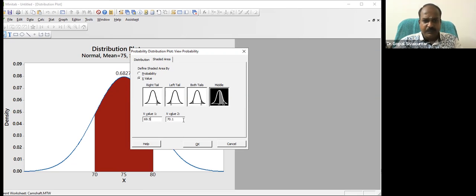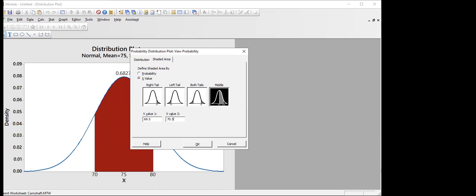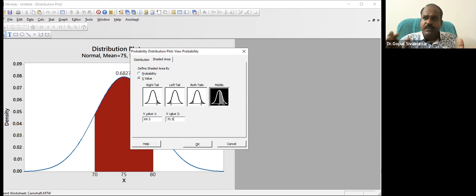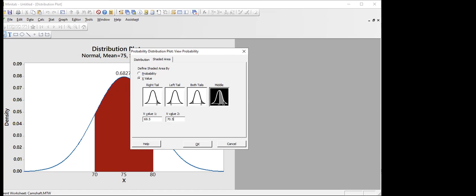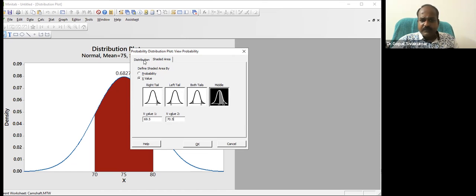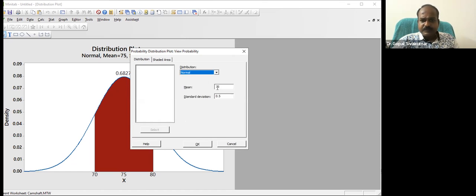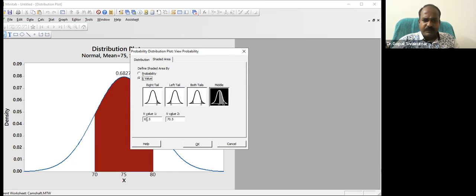Then I will say 69.5, 70.5. What percentage of the camshaft will have dimension between 69.5 and 70.5? 75 is the average. So above 70 is middle data 75. Oh, I mentioned 75. Sorry. You're right. Okay, 75. Then I have to change it. That is why you all have to speak. Otherwise, this kind of blunders will happen.